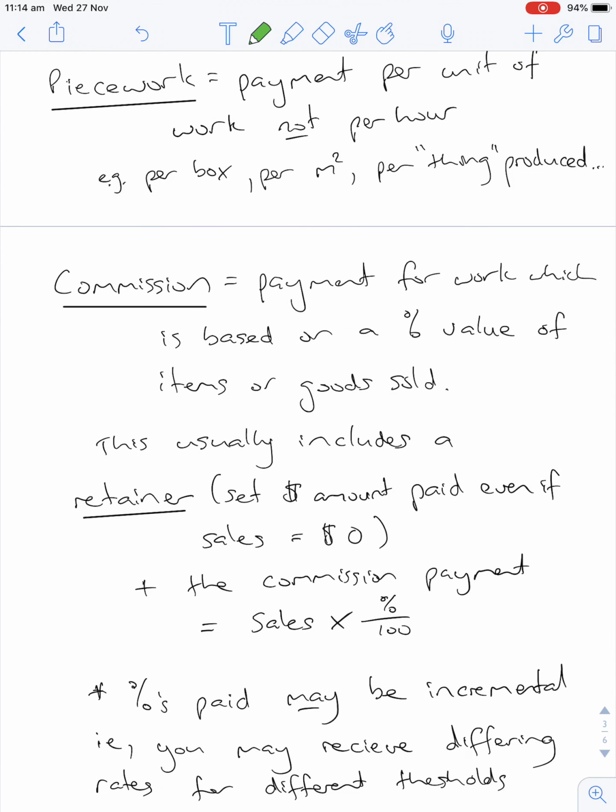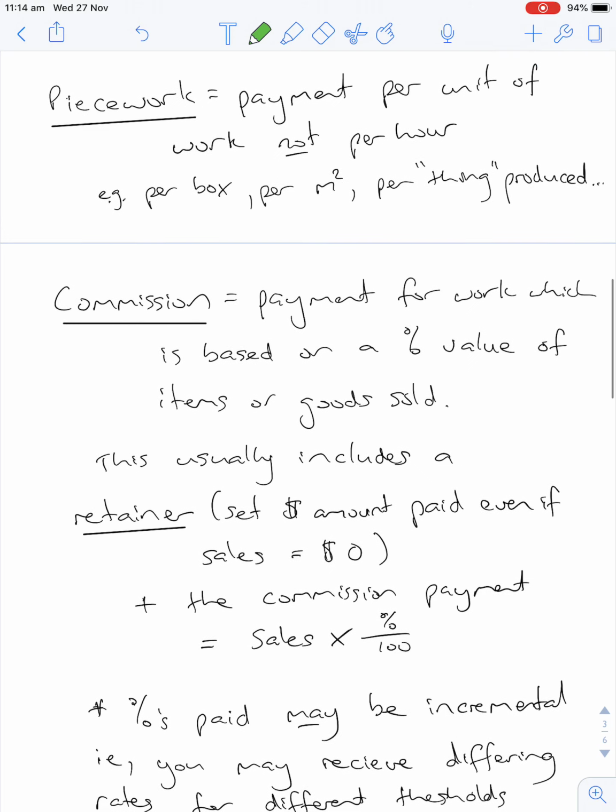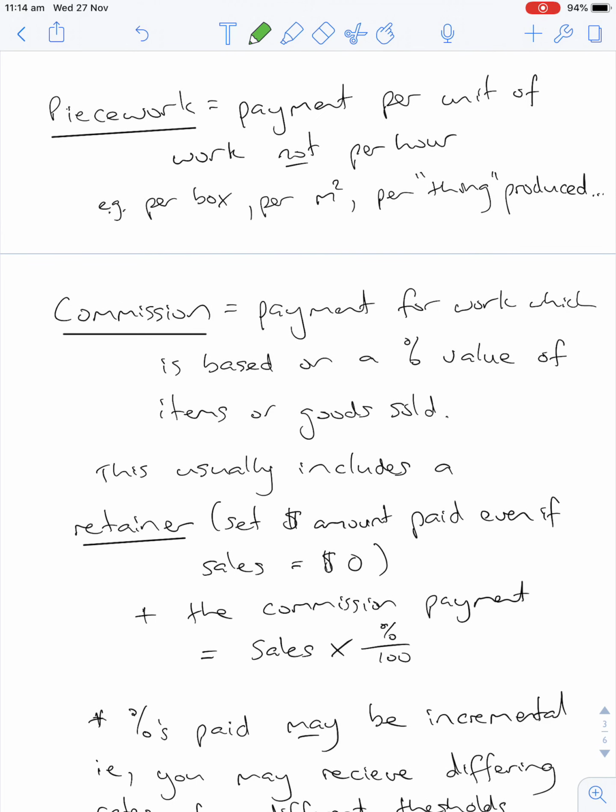Piecework is the other part of earning money. Piecework is basically when you get paid per unit of work instead of per hour. So you might be picking fruit and it might be per box, or you might be a tiler or a painter or whatever, and you might get paid per square metre of whatever you've done, or it could be per thing that you've produced. So that's always a per something, and you'll just get however many units you've done times the rate per unit.